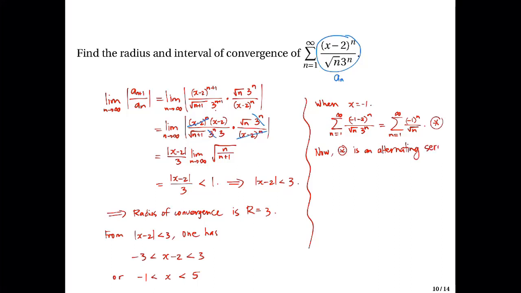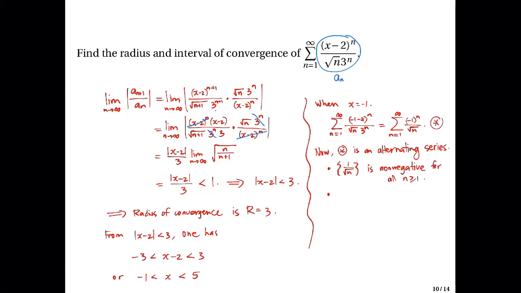So we apply the alternating series test. We check all the conditions. The first condition: the sequence 1 over square root of n is non-negative for all n greater than or equal to 1.